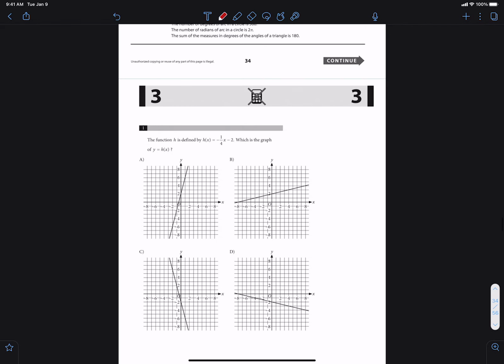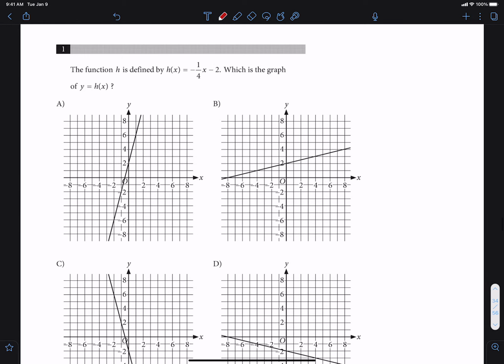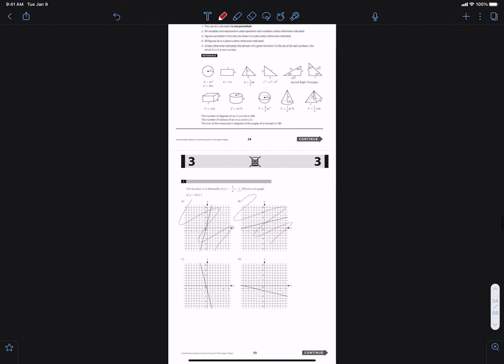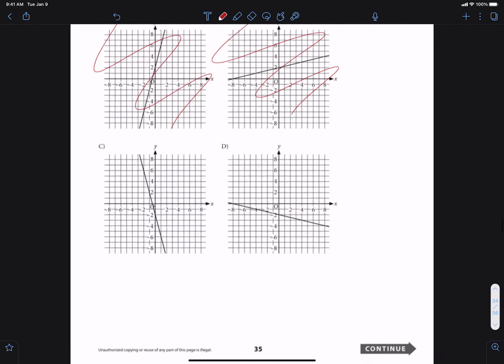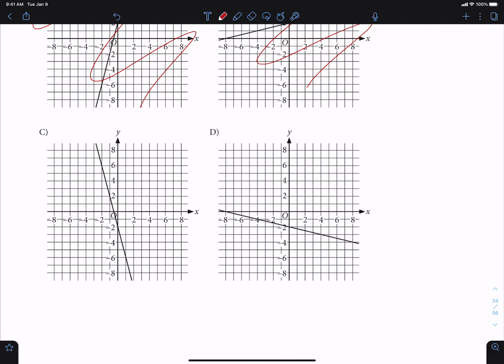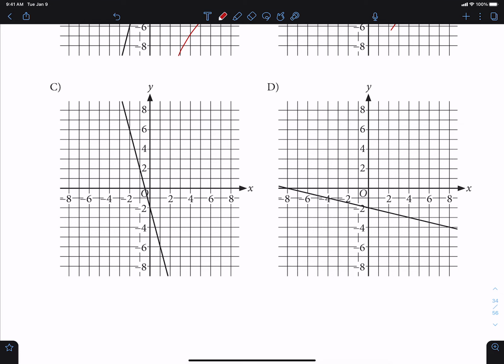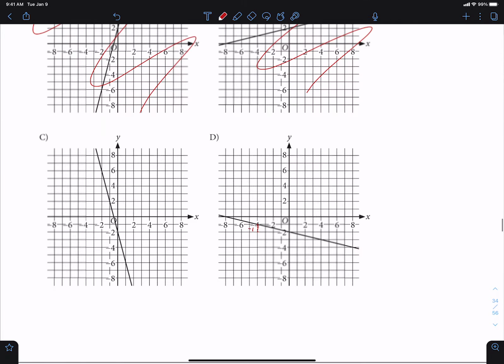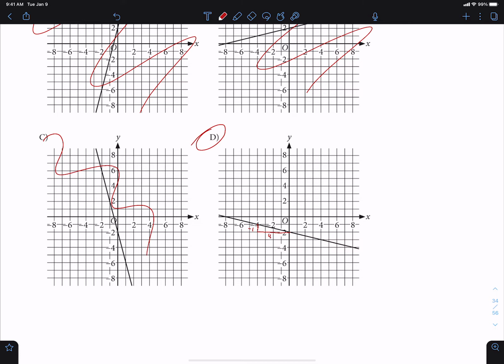Let's go. Function h is defined by h of x equals negative 1/4 x minus 2. What is the graph of h of x? So we know that it has a y-intercept of negative 2, right? So A and B are for sure out, but we're still stuck between C and D because they both intercept the y-axis at negative 2. To differentiate between which of these has a negative 1/4 slope, we need to remember that slope is just rise over run. So if I draw a little slope triangle here, we get a rise of negative 1 and a run of 4, meaning that our answer is going to be choice D.